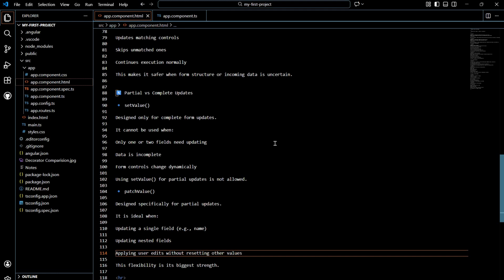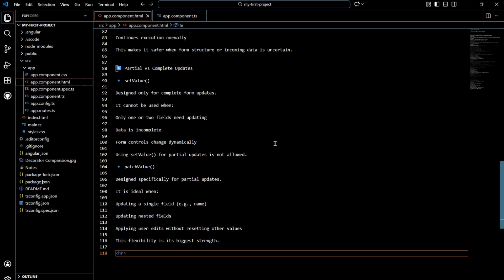Okay, now moving to the next point, that is patch value. In case of patch value, things are very simple, because it is designed specifically for partial updates. Here you are supposed to do the partial update, and it is very flexible. If you want to update all controls, that is good. If you want to update only a few of the controls, that is also fine. Therefore we can say that it is ideal when updating a single field, for example name.